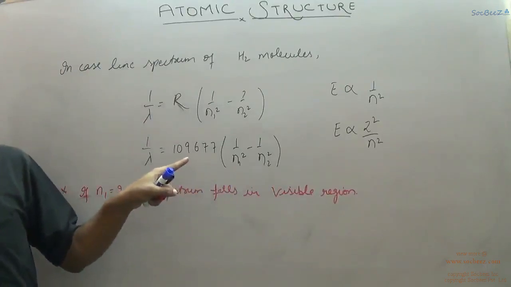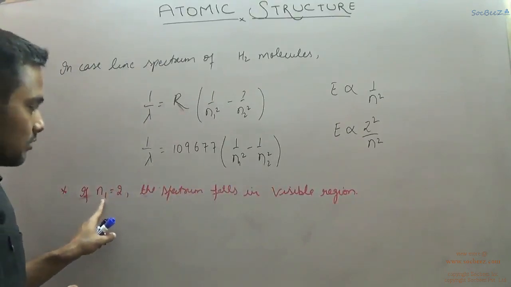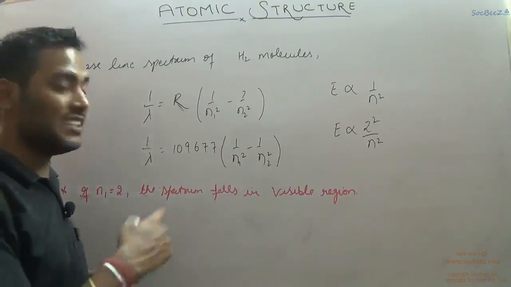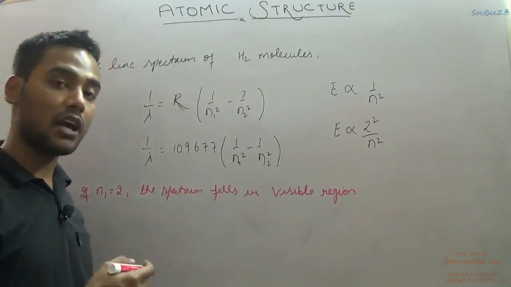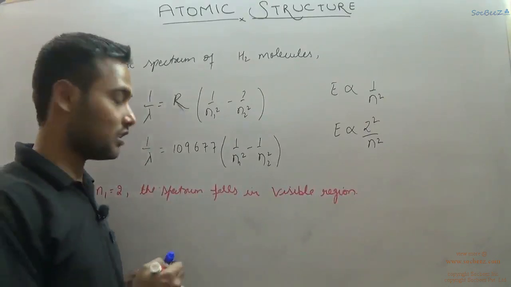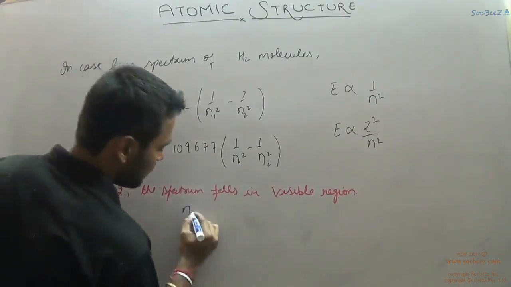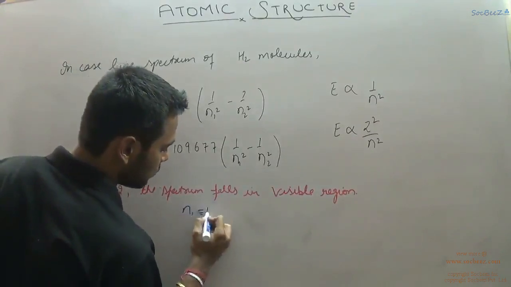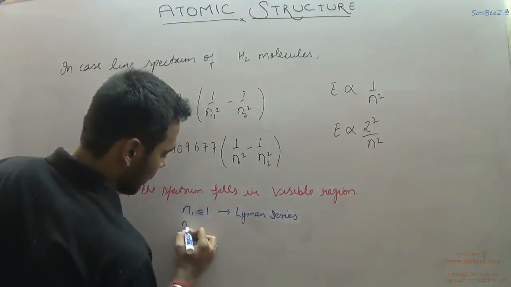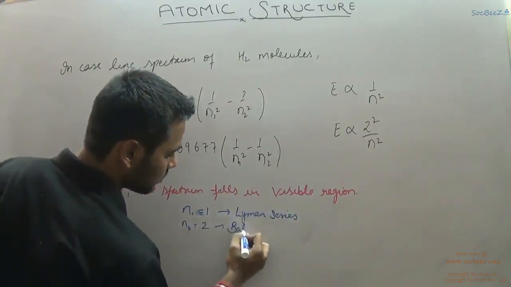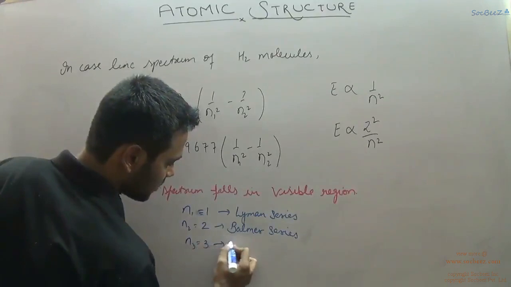Here different values of n1 will give different series of spectrum. The series are named after their respective discoverers. For example, whenever n1 equals 1, it is the Lyman series. n1 equals 2 gives us the Balmer series. n1 equals 3 gives us the Paschen series.